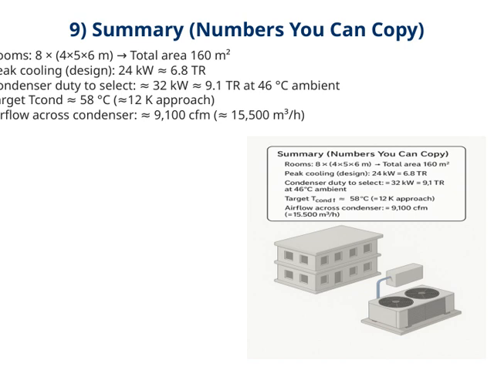For the condenser, we need to select a duty of around 32 kilowatts, or about 9.1 tons of refrigeration, especially when operating at an ambient temperature of 46 degrees Celsius. We're targeting a condenser temperature of around 58 degrees Celsius, which provides about a 12 Kelvin temperature approach. And finally, to ensure effective heat rejection, we need an airflow across the condenser of roughly 9,100 cubic feet per minute, or about 15,500 cubic meters per hour. These numbers are essential because they tie directly into designing an efficient and reliable cooling system that meets the overall project goals.